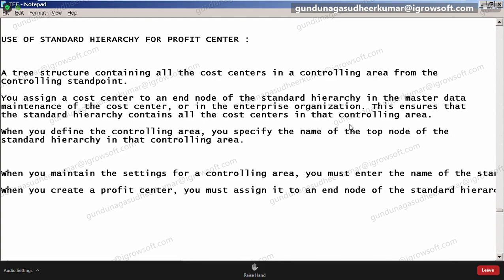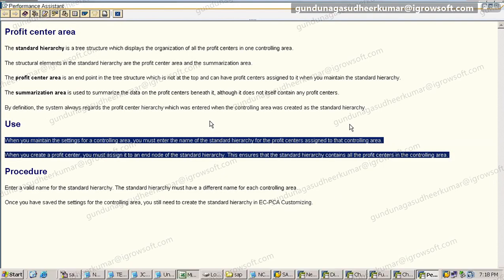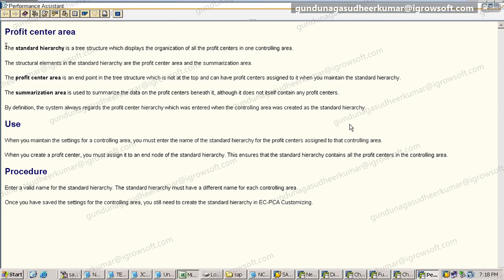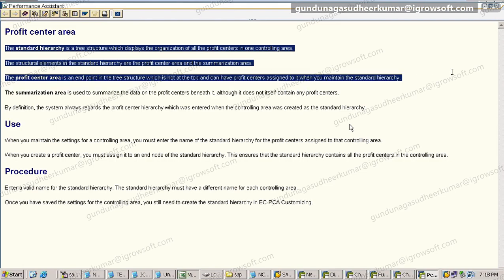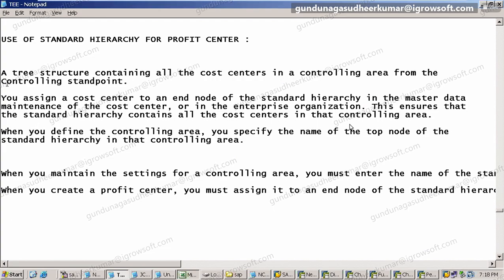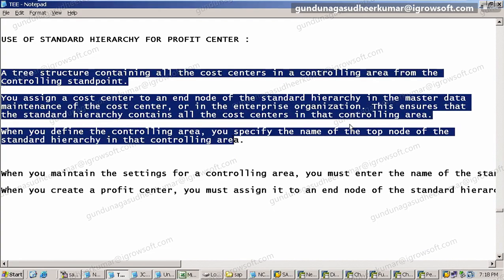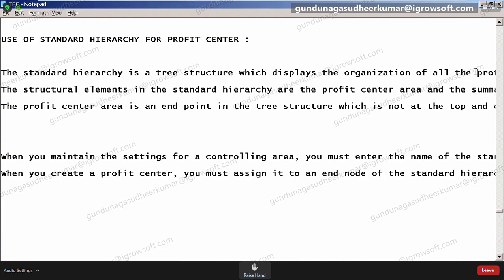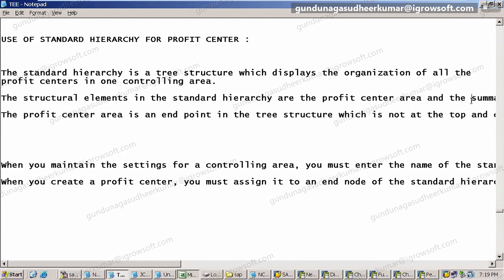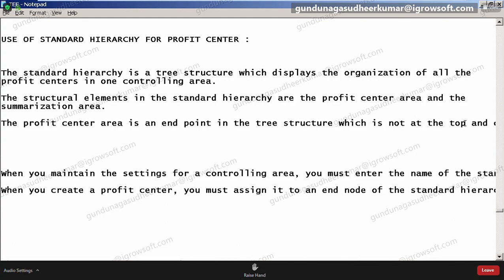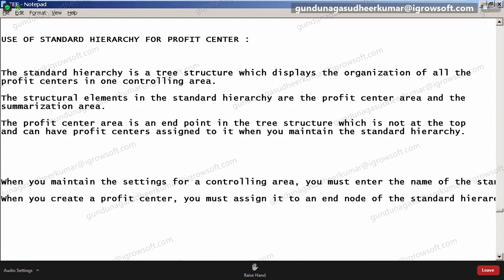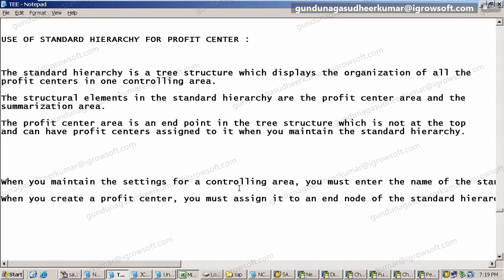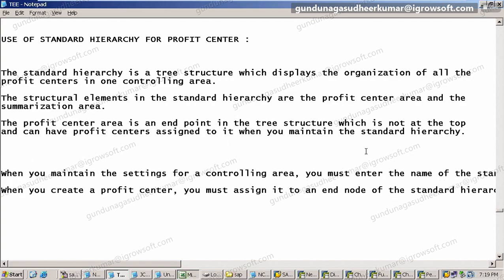Just 1 minute. Maybe I have mistaken it. Just wait. Oh. It is not copied this standard hierarchy. Not on everybody.